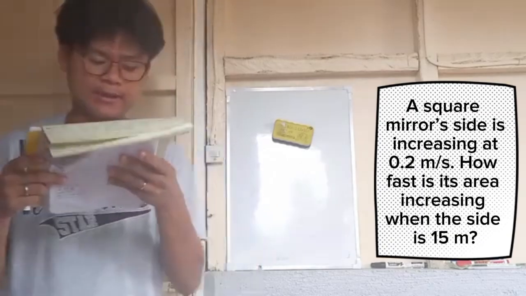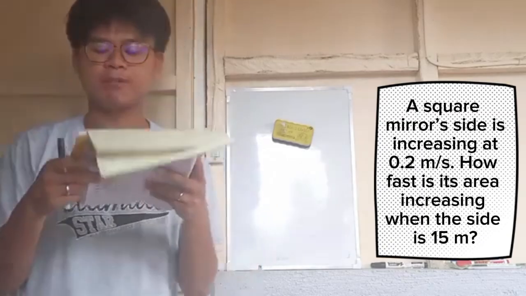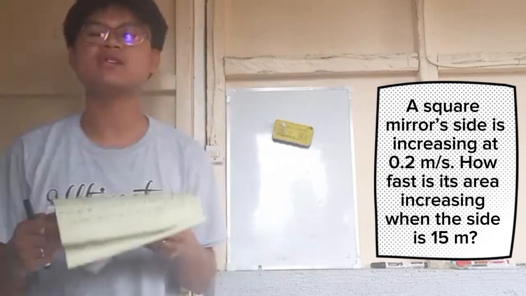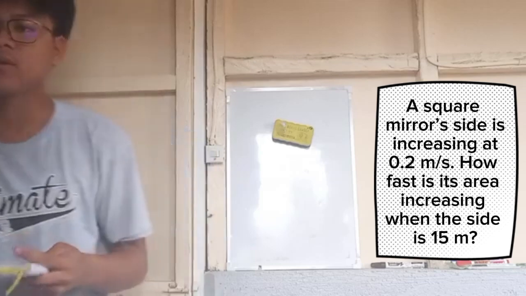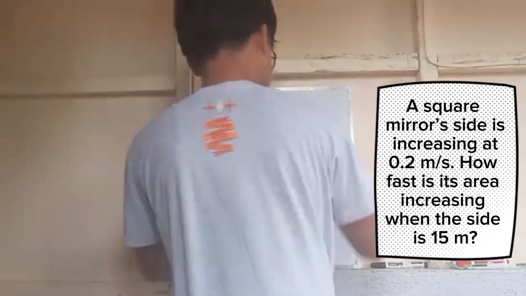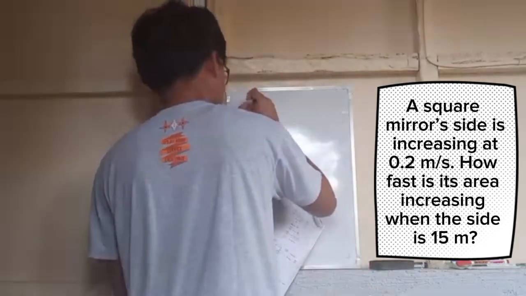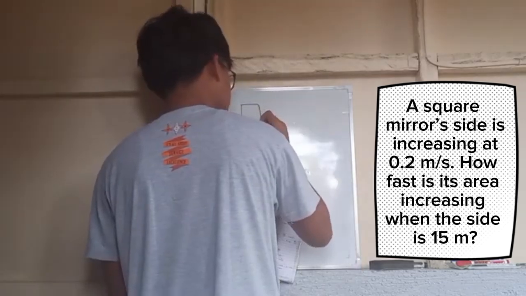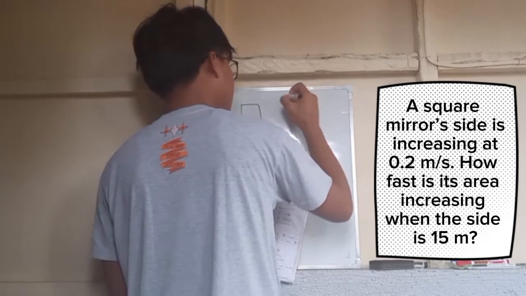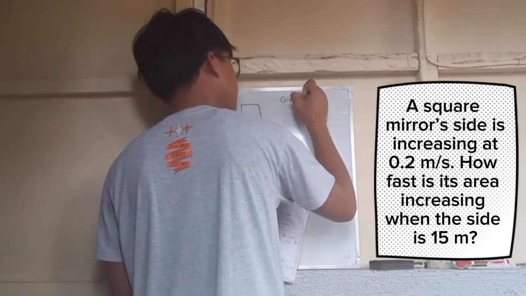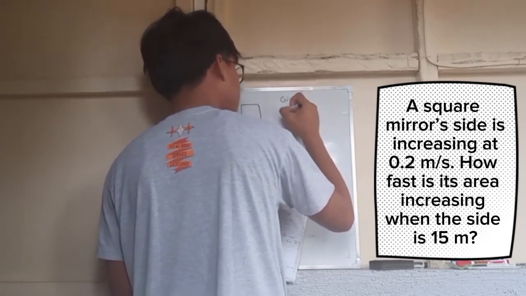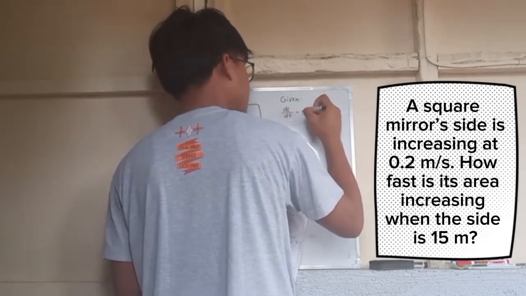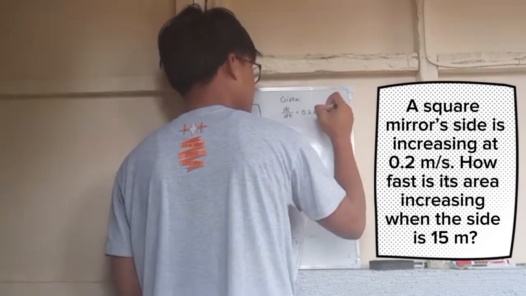A square's side is increasing at 0.2 meter per second. How fast is its area increasing when the side is 15 centimeters? So first, we'll draw the square having the side of 15 centimeters. Then we'll identify the given in the problem. It is stated that the rate of the side is equal to 0.2 meter per second.